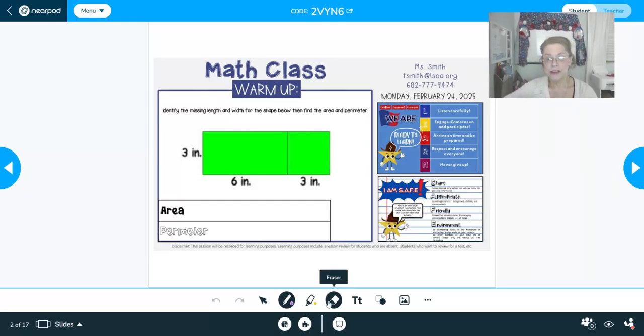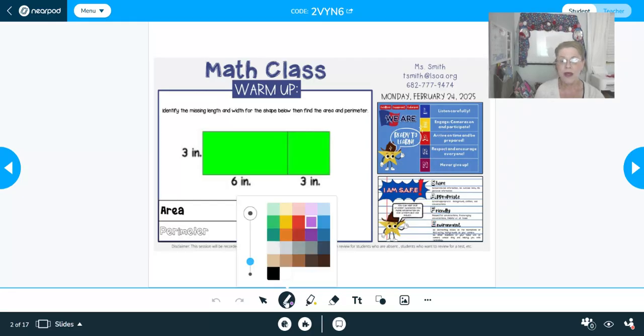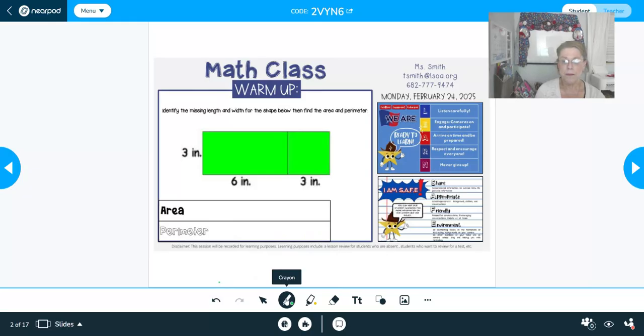Alrighty, doodles and apple strudels. What was your answer? What do we know about this? So before we even say what our answer is, let's talk about what we know about this shape. Let's look at this shape as a whole. What do we know about this shape?